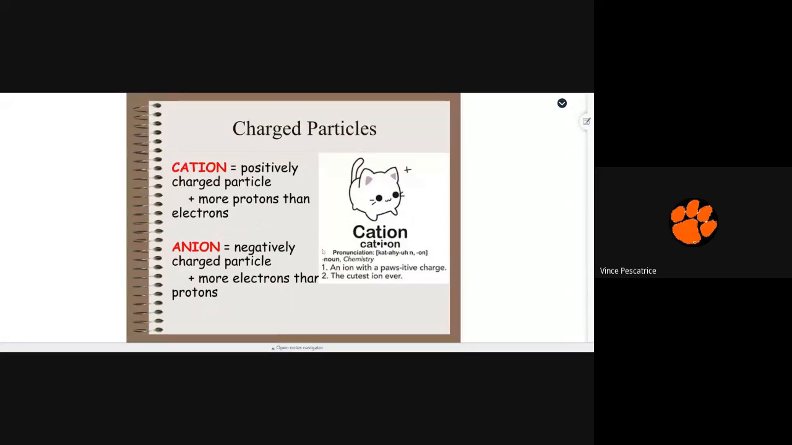cats have paws, and cations are positively charged. An anion kind of sounds like onion, so I think onions are bitter. So cations are positively charged, anions are negatively charged. And that should take you to the end of your notes.